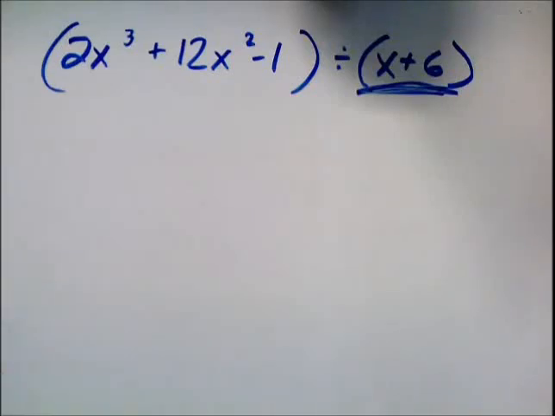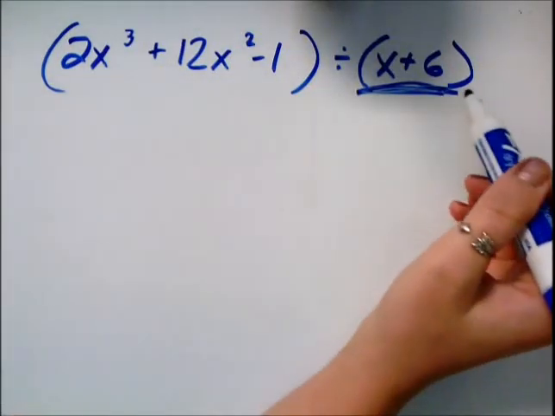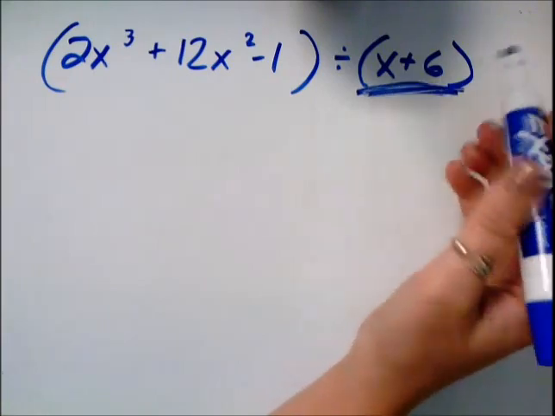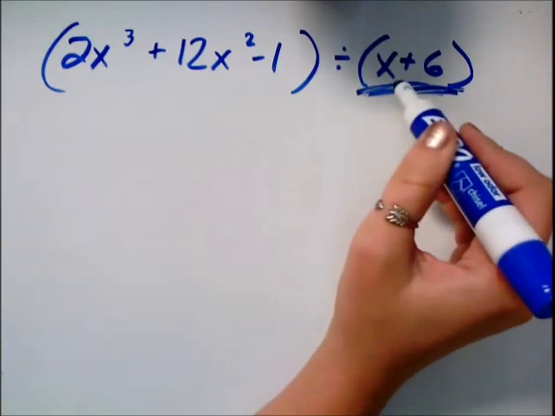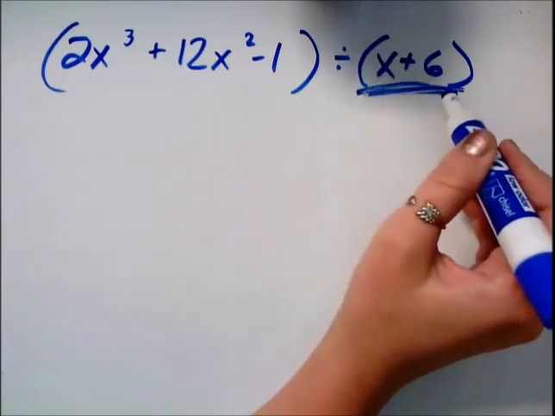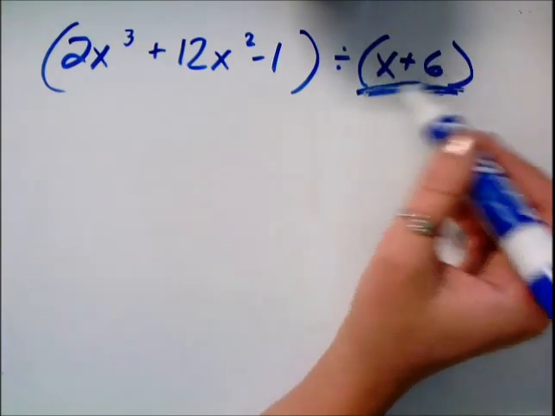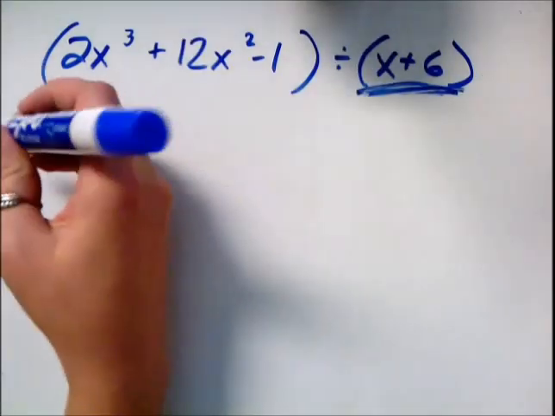Here we're going to divide using synthetic division. How do I know when I can use synthetic division? If what I'm dividing by is just x plus or minus a number, so it can't be 2x, it can't have a squared, but if it's just x plus 6 or x minus 3 or x plus 100, doesn't matter, if it's x plus or minus a single number.